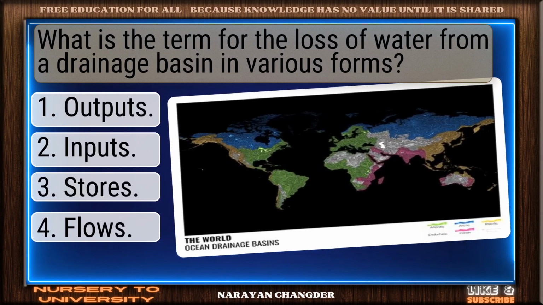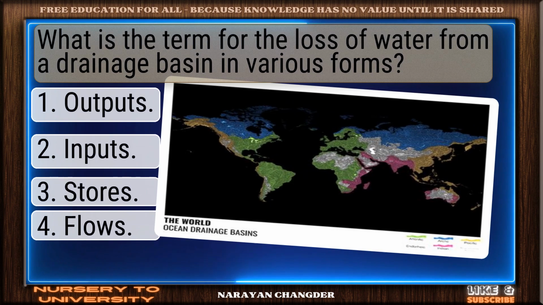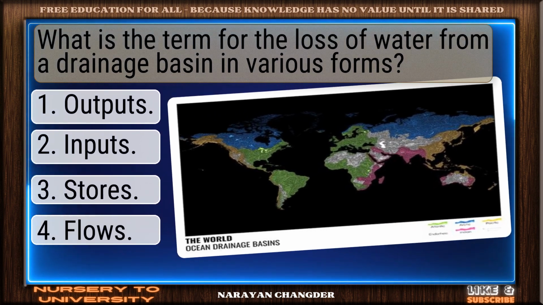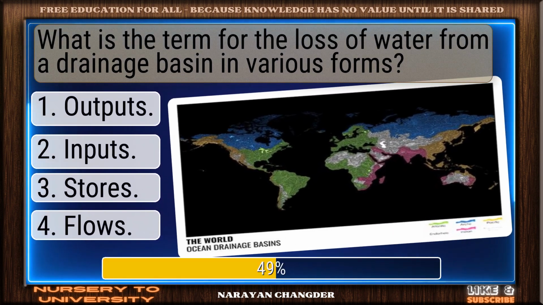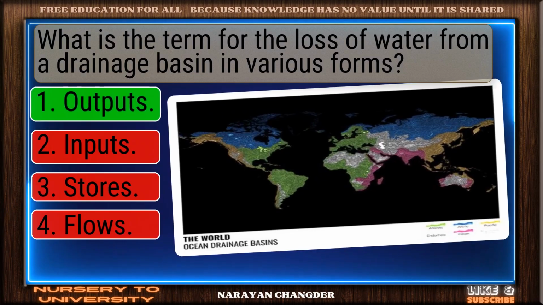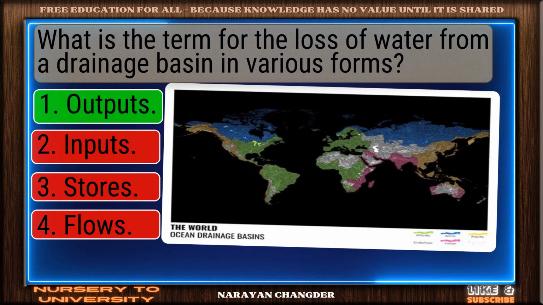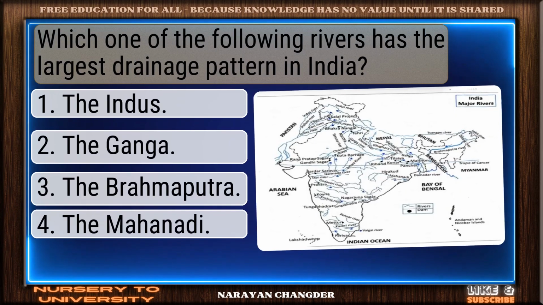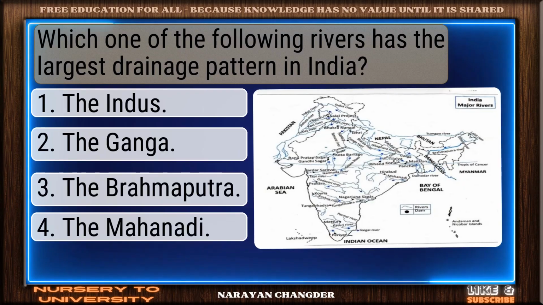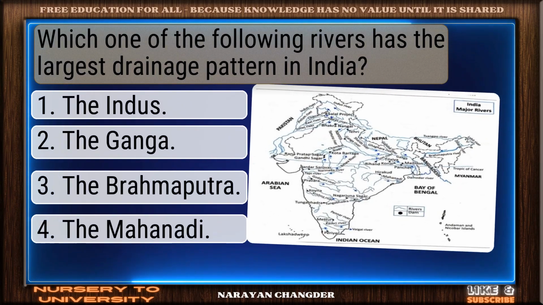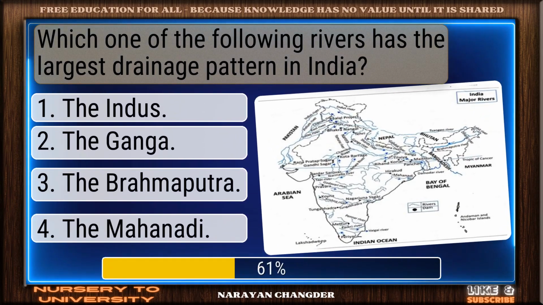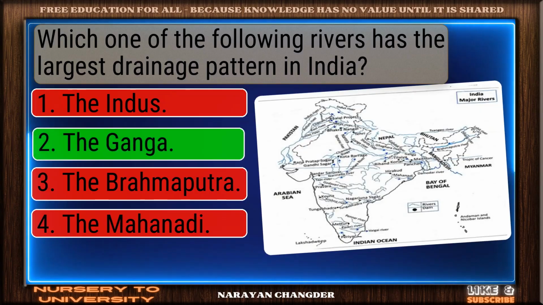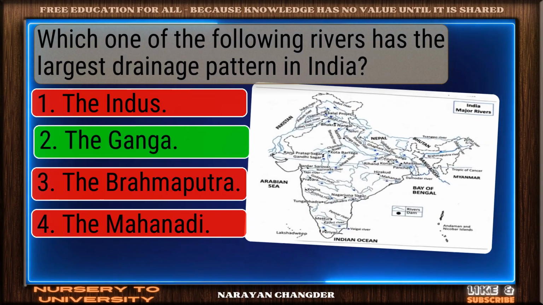What is the term for the loss of water from a drainage basin in various forms? Smart move. Outputs is an accurate answer. Which one of the following rivers has the largest drainage pattern in India? Well done. The Ganga is the right choice.